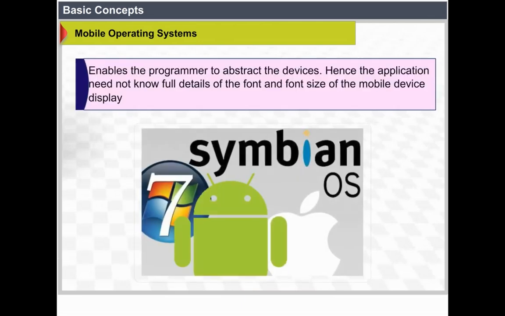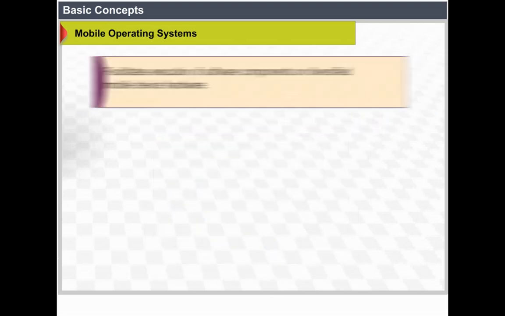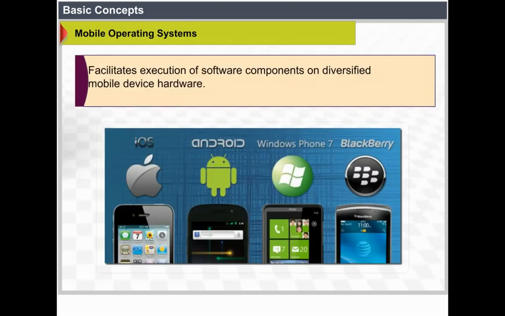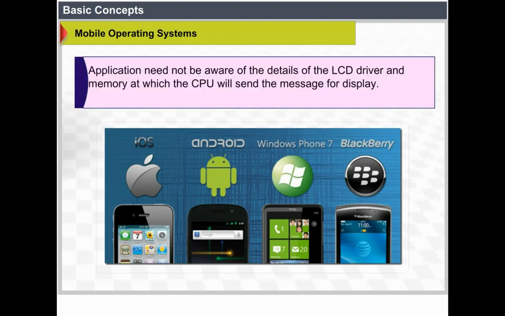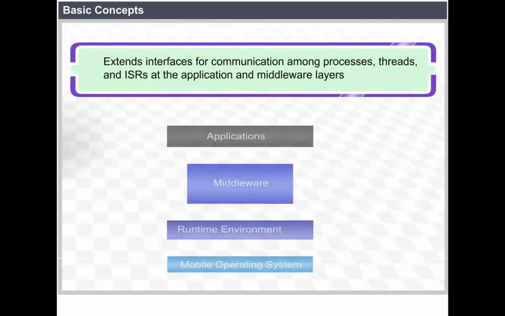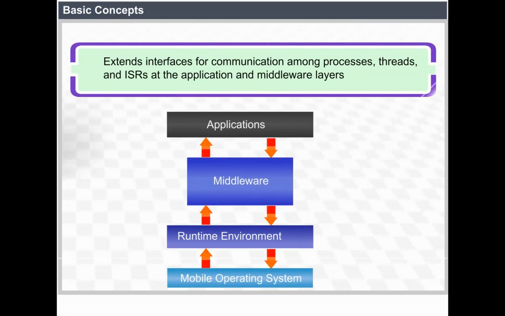Enables the programmer to abstract the devices such that the application need not know full details of the font and font size of the mobile device display. Facilitates execution of software components on diversified mobile device hardware. Application need not be aware of the details of the LCD driver and memory at which the CPU will send the message for display. Provides interfaces for communication between processes, threads, and ISRs at the application and middleware layers.